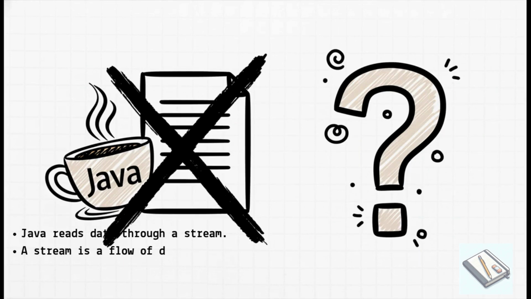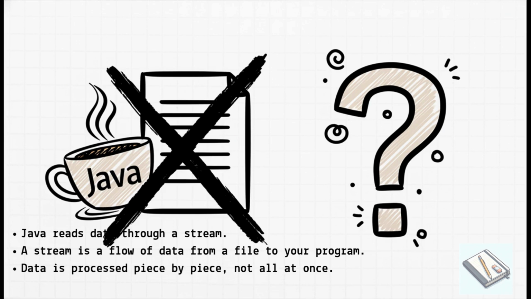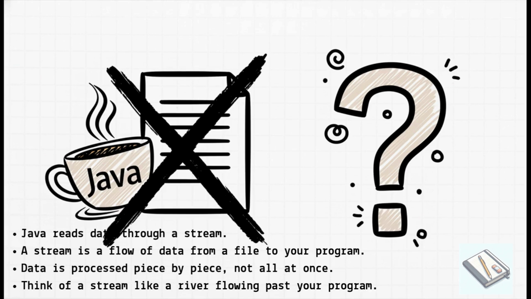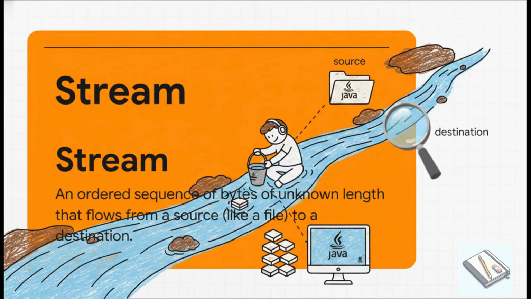Okay, here's the twist. Java doesn't read the file at all. That's the first big idea you've got to flip in your head. Instead of dealing with the whole file at once, your program interacts with something else entirely. It reads a stream. Think of it like a river of data. Your program doesn't just swallow the entire river in one gulp, right? No, it sits on the bank and takes in the water as it flows past. That flow of data from a source like a file into your program, that's a stream.